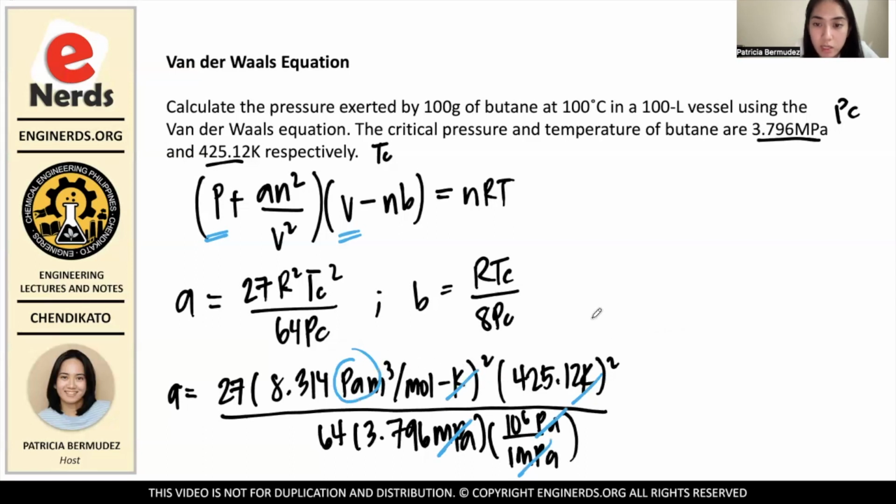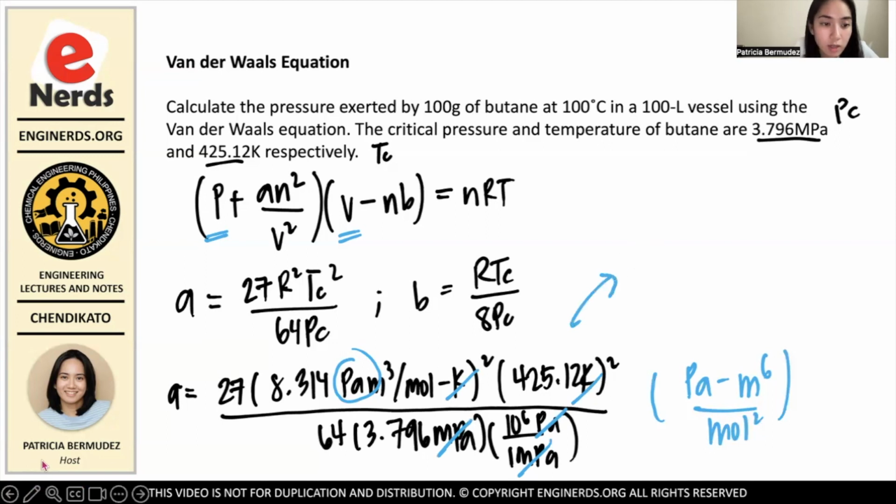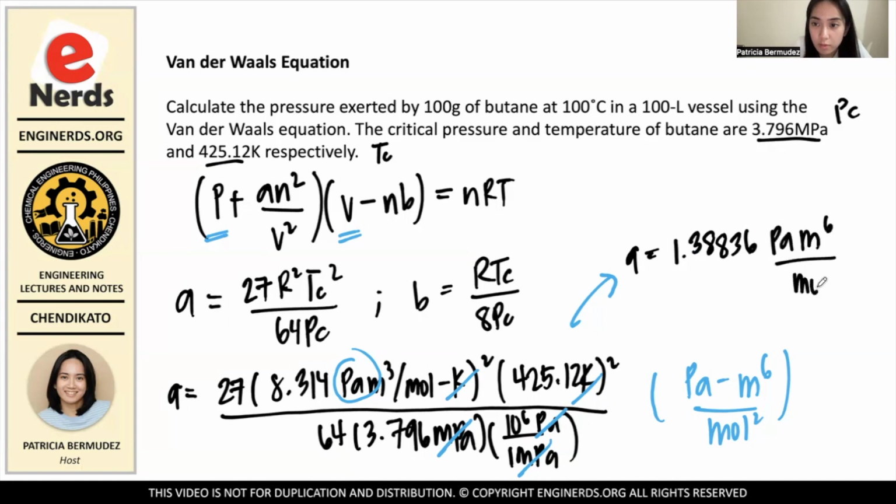So, the unit we have here is Pascal. And then the meter cubed is squared, so that is meter raised to 6 divided by mole squared. So, that is our unit for a. So, our answer for a, let's round it off to 5 decimal places, is equal to 1.3836 Pascal meter raised to 6 per mole squared.